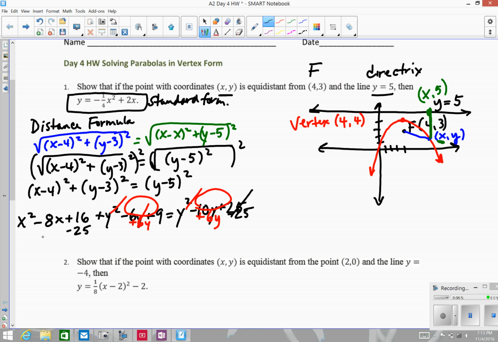I have on the left side x squared minus 8x plus 16 minus 25, which gives me a minus 9, but then I have this plus 9 here, so those are all going to cancel out. Now I just have x squared minus 8x equals negative 10y plus 6y, which would be a negative 4y. So to get y by itself, I'm going to divide everything by a negative 4.